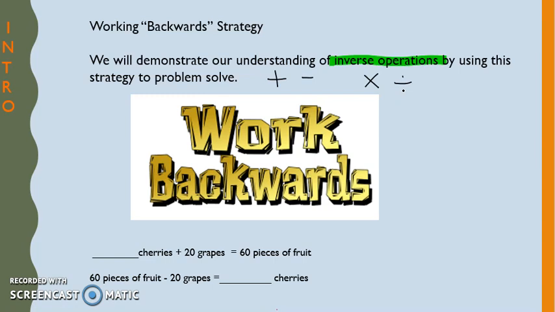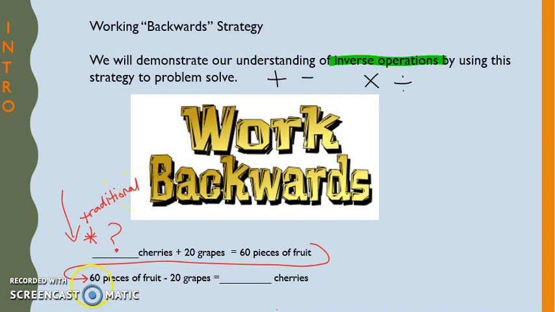I know in this unit we are working in decimals, but to warm up so that you understand the idea of the working backwards strategy, we're going to start with a simple example. Below, we have a problem where we have an unknown amount of cherries. We don't know how many, so it's a big question mark, mystery. And we know that when we add it to 20 grapes, we have a total of 60 pieces of fruit. The first one is the traditional way that we would solve.